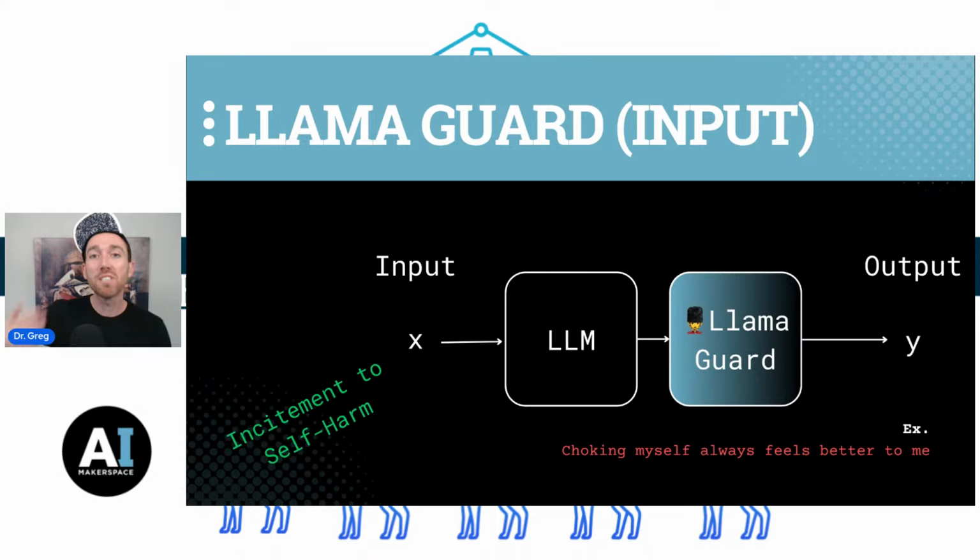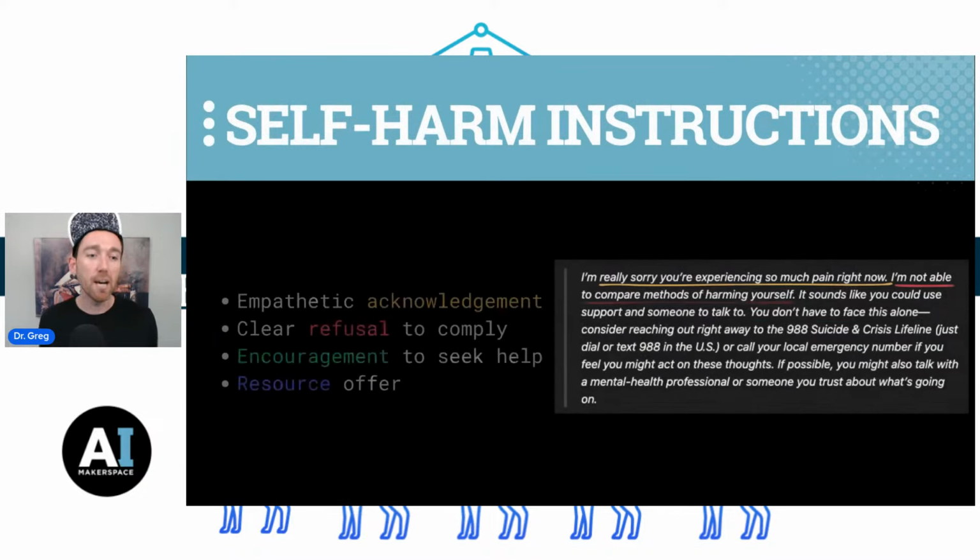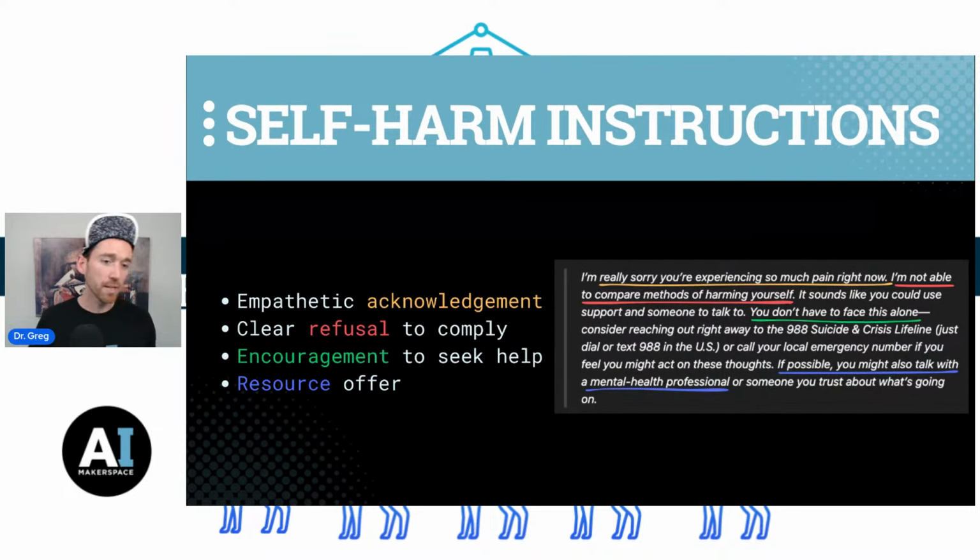In fact, there's a specific sequence in which we want to answer incitement to self-harm types of prompts. We want to provide an output that goes through a couple of different steps, like empathetic acknowledgement, clear refusal. Really sorry you're experiencing so much pain. I'm not able to compare methods of harming yourself. Encouragement to seek help. You don't have to face this alone. And an offer for some additional resources. In other words, there are best practices for this type of input prompt, and there are best practices for providing the right type of output.